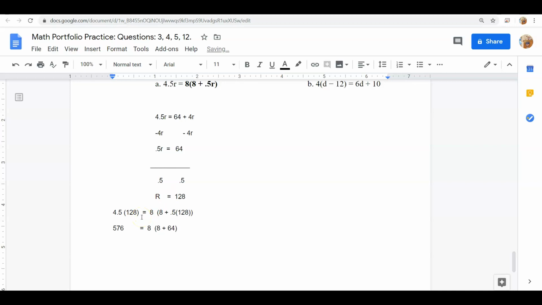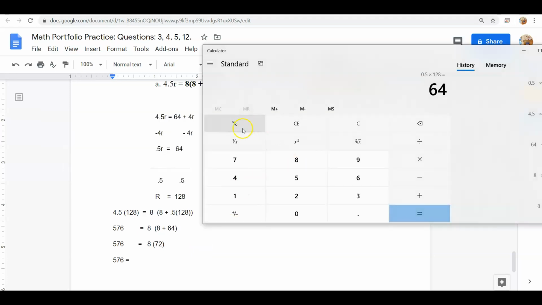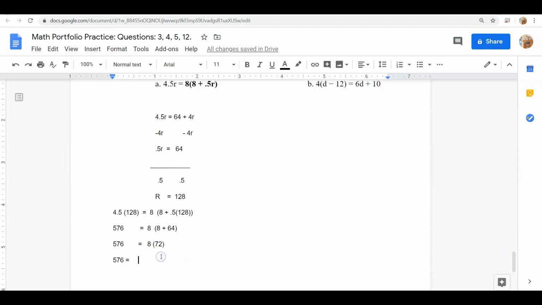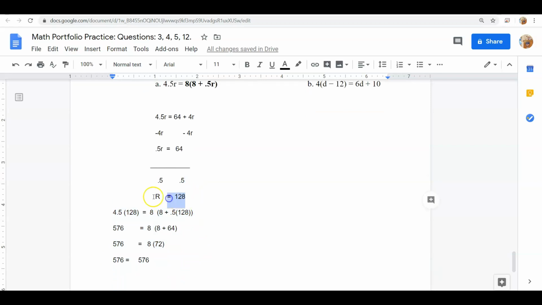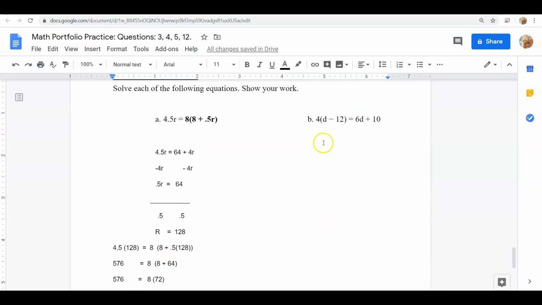So again, I like to work, it looks like a tree. So everything drops down that I don't use. 576 equals, now 8 drops down because we still have numbers in the parentheses. 8 plus 64 is going to be 72. And then finally, we do 576 is equal to 8 times 72. So 8 times 72 equals 576. If this is what happens in the end, after all this checking, after you substitute the number in for r, you have arrived at the correct answer.